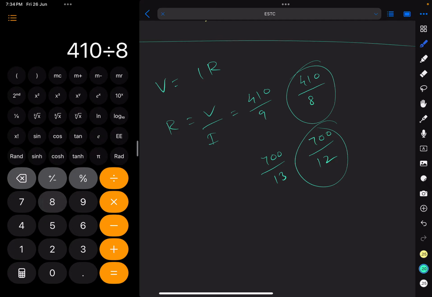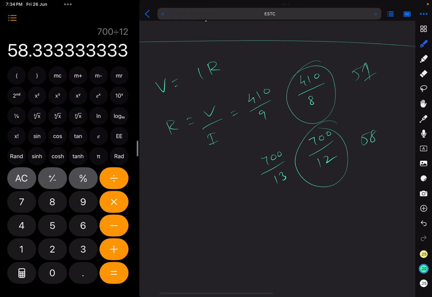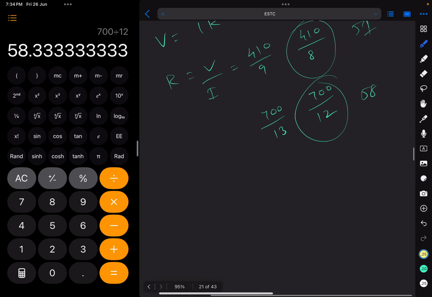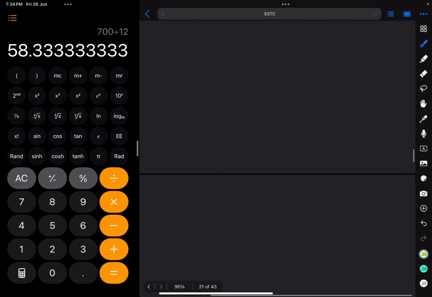410 divided by 8 is 51. 700 divided by 12 is 58. This is 51, right? Yeah. So what they're asking, highest resistance. So 700 by 12. Next question. They are giving the correct answer as the last option. They want us to spend more time, it seems.